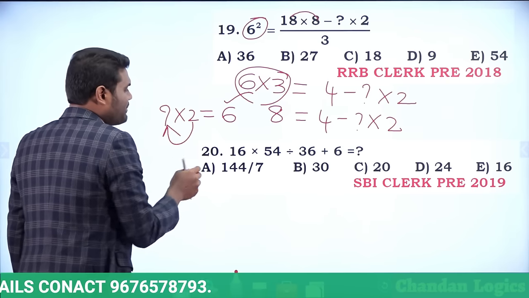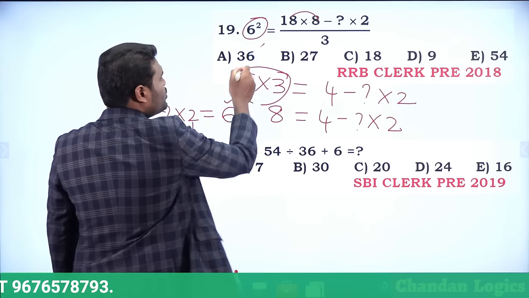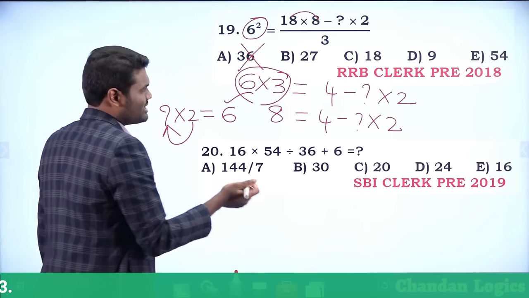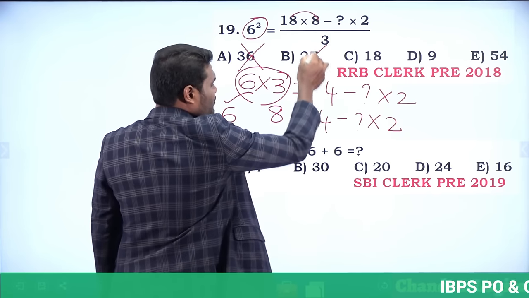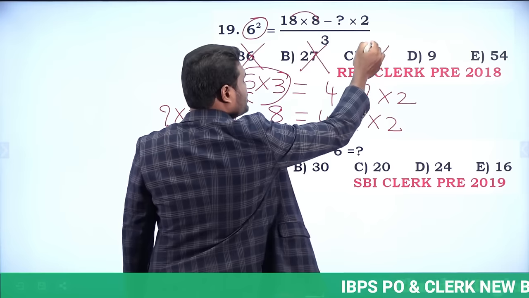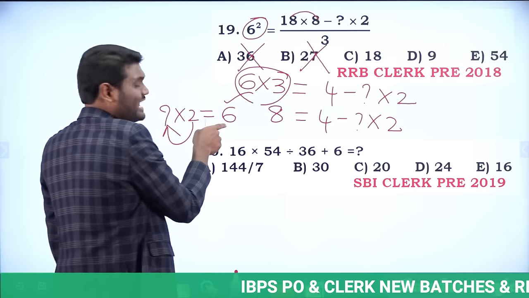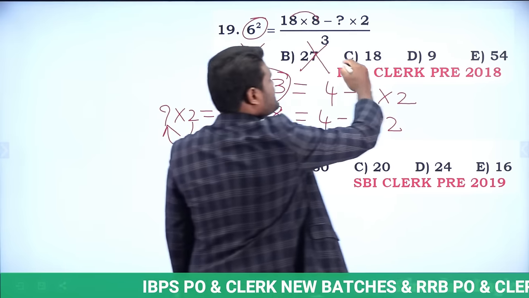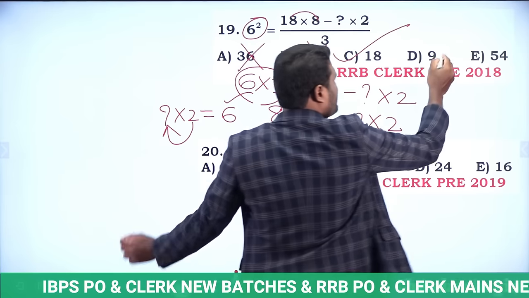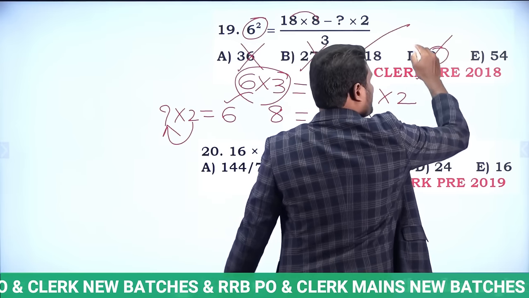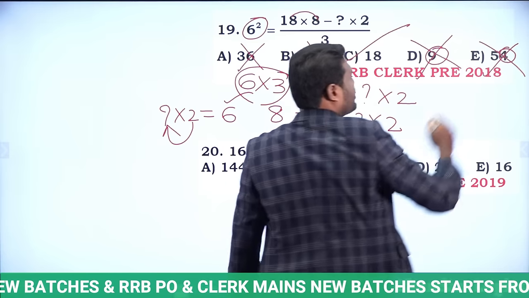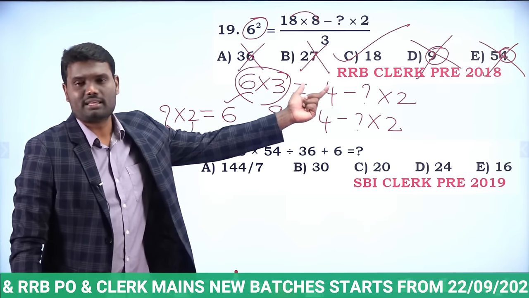2 multiplied with some number and I need to get 6. Look here, 2 6 times is 12, so last digit is not 6. 2 7 times is 14. 2 8 times, this will be 16, and I need to get last digit as 6. Now I can simply say that the answer is 18. If I look at 9, 2 9 times is 18, wrong answer. 2 4 times is 8, wrong answer. So I can simply say that the answer is nothing but 18.